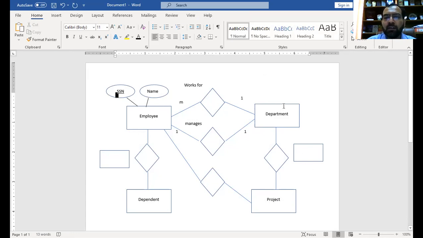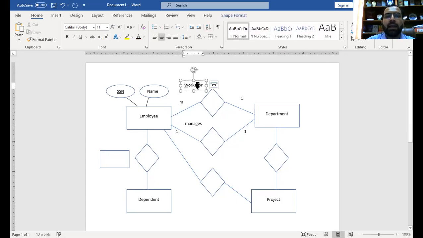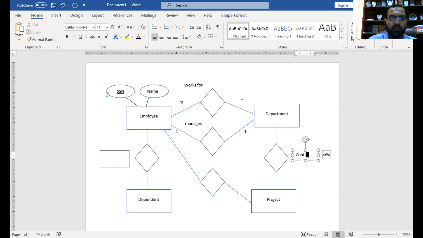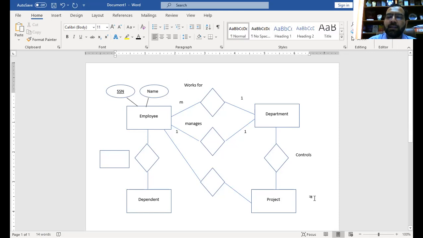Now let's try to discover the relationship between department and project. If you go back to your mini world, it says that a department controls a project, so that is the relationship which exists between department and the project. So I can put here the relationship, that is called controls. Controls. So that is the relationship between department and project. Now we'll try to find out whether it is 1:1, 1:many, or many is to many. So we start from here.